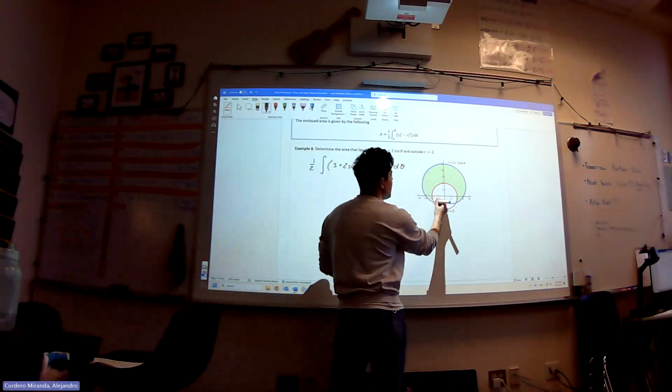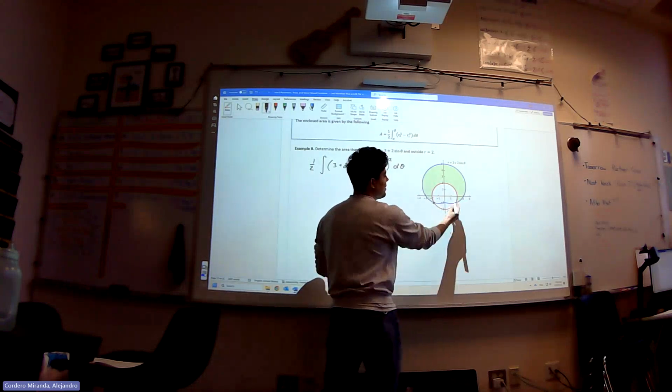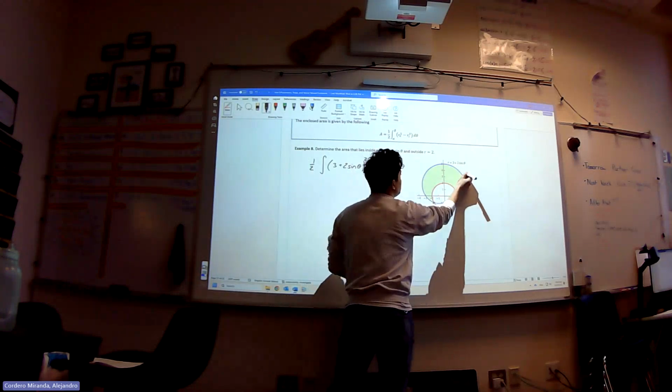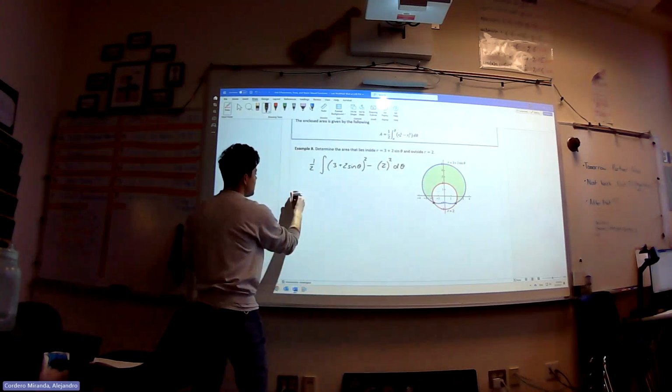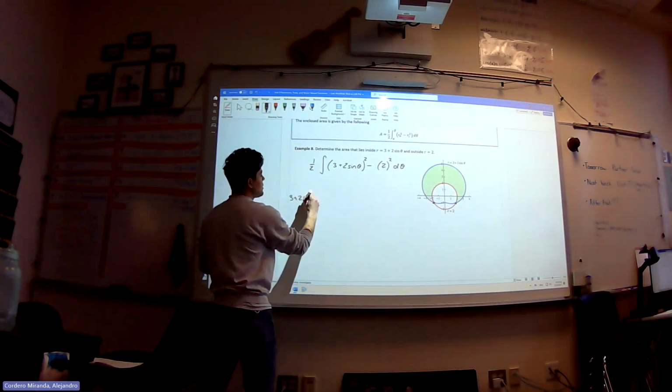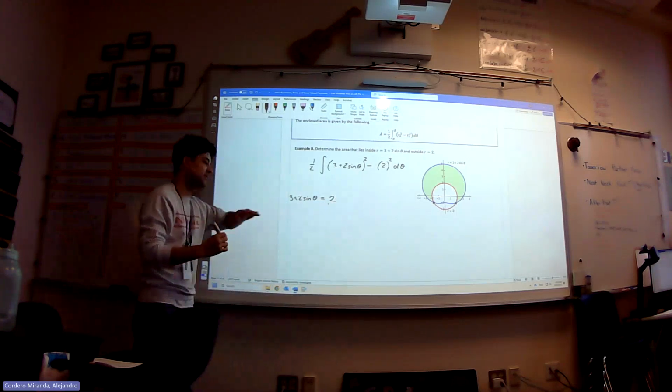I just need to find out where this angle and where this angle are, where they intersected. And then I just go from this one, all the way to that one. So that would be 3 plus 2 sine of theta equals 2. And I solved.